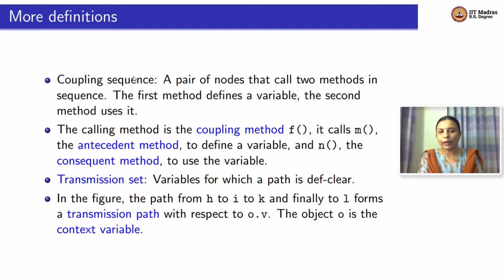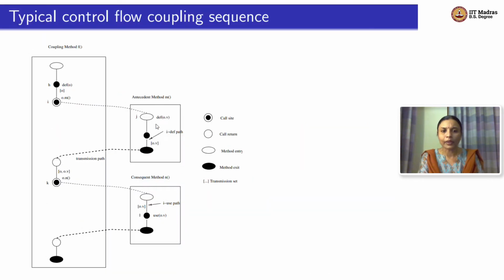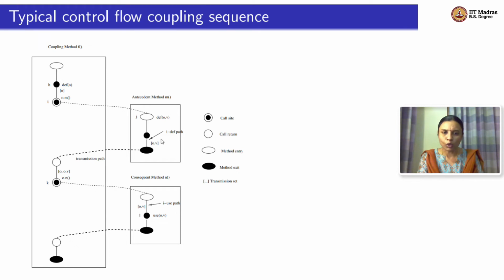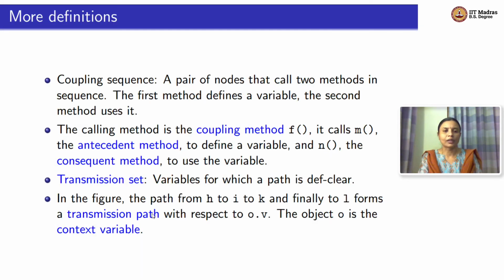So this is a recap of what a coupling sequence is in the context of object-oriented programming. This is a pair of nodes that call two methods in sequence. Here, for example, it first calls method m, then calls method n. The first method defines a variable, the second one uses it. That's exactly what we saw here. It defines o.v here, n uses o.v here. The calling method is called the coupling method, which is this method f on the leftmost side. It calls m, which is called the antecedent method, that defines a particular variable under consideration, followed by the consequent method n, which uses that variable.